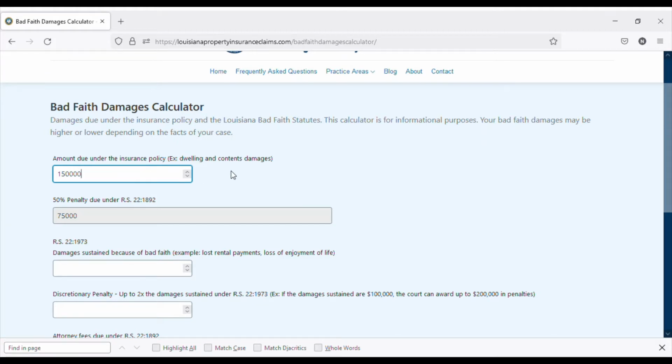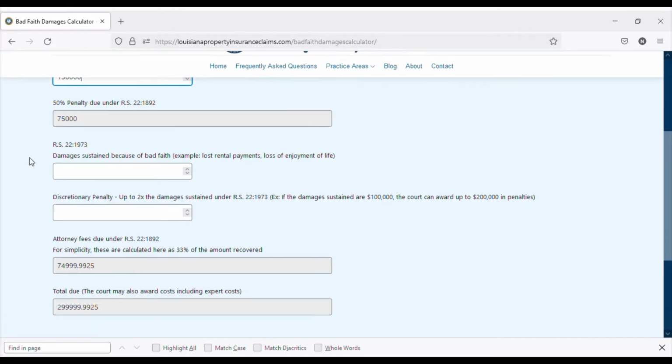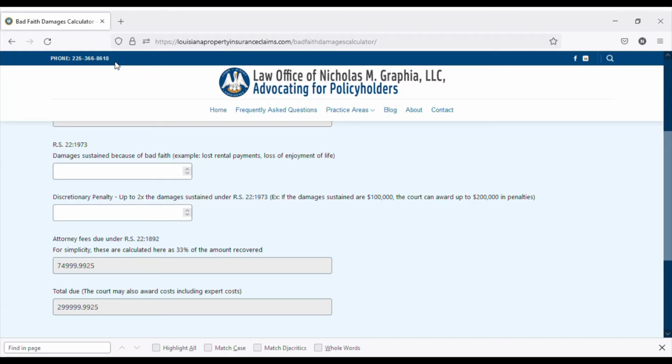And the next line is automatically calculated because if there are bad faith damages due under 22:1892, the amount is automatically calculated at 50% of the amount found to be due under the policy. So here that's $75,000.